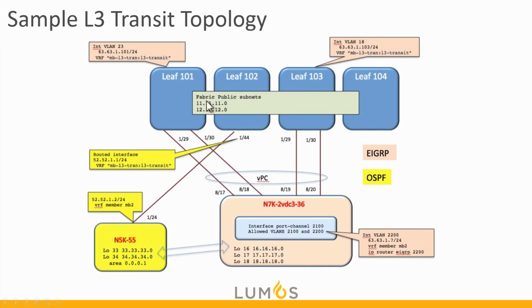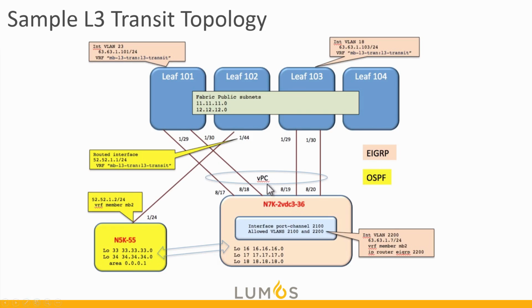And inside the fabric, we have a few public subnets, 11.11.11.0/24, 12.12.12.0/24, and connected to leaf 1 and 3, we have a pair of links on E1/29 and 30 on leaf 1, E1/29 and 1/30 on leaf 3, and those form our VPC. Why we chose to do that versus using leaf 2 and 3, I don't know, just how we happened to set it up at the time.